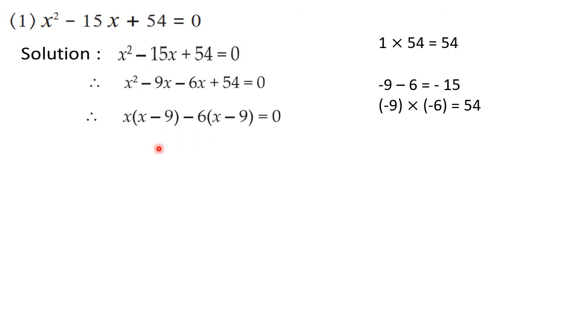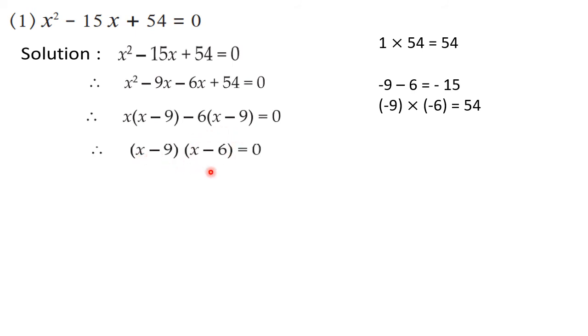Okay, afterwards now we can write down the factors. That means two brackets. In one bracket x minus 9, and in the second bracket the remaining terms, that means x minus 6. Don't forget to write down equal to 0. In a hurry you forget to write down equal to 0. See, it's an equation and it must have two sides, so you should write down equal to 0 for each and every step.